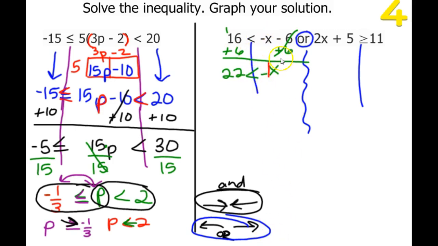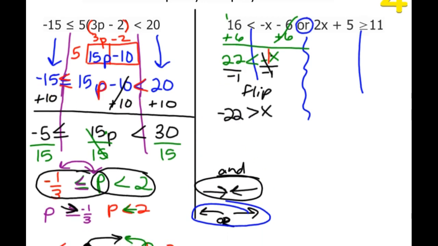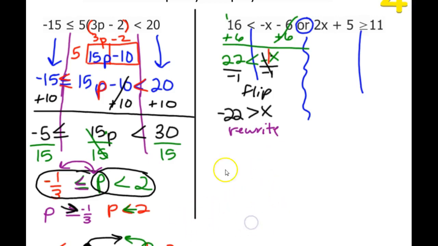So the opposite of multiplying by negative 1 is dividing by negative 1. Whenever you multiply or divide by a negative, remember you flip your symbol. Those eliminate, we have x. 22 divided by negative 1 is still 22, it's just now negative. But you can't graph this like this, so we need to rewrite it. Flip the x first, flip our symbol, and negative 22. We just rewrote it so the letter's on the left, so we can graph it.